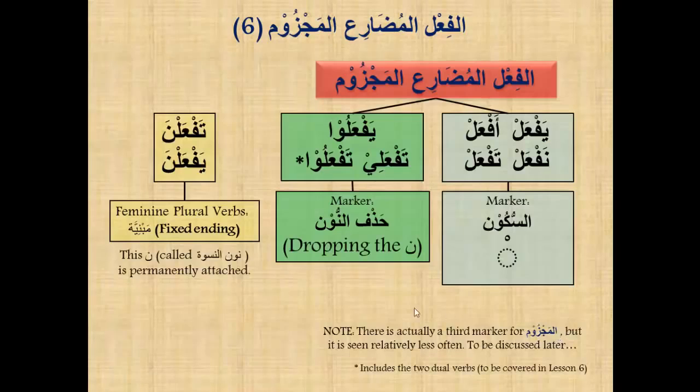Here is a summary of the case ending markers for the majzoom: yaf'al, af'al, naf'al, and taf'al. That's the sukoon. And then for these verbs, yaf'alu, taf'ali, taf'alu, we have hadf an-noon, dropping of the noon. Important note down here, there's actually a third marker for the majzoom. It is seen relatively less often, so it's a little less common than these, which is why I decided to discuss it later. So don't worry too much about this. For now, just note that the majzoom markers are the sukun or dropping of the noon, hadf an-noon.